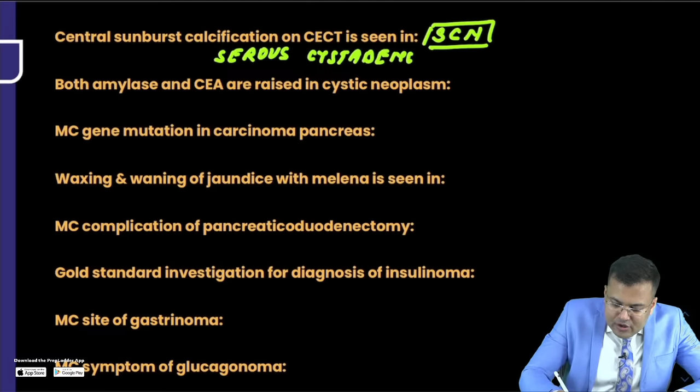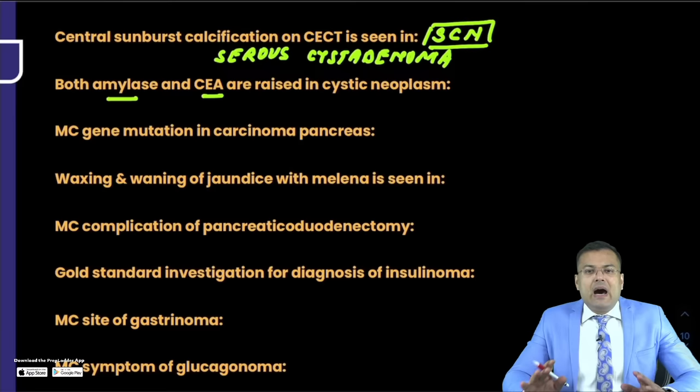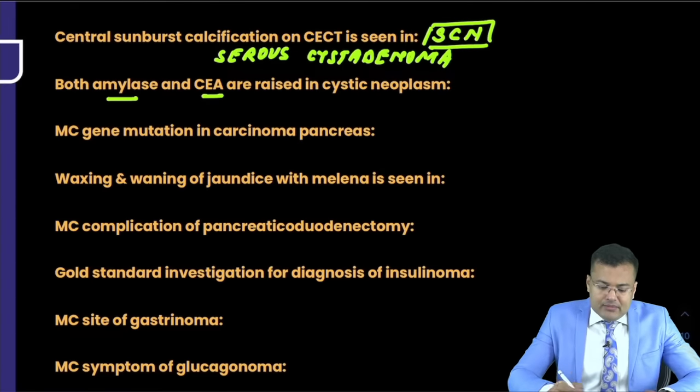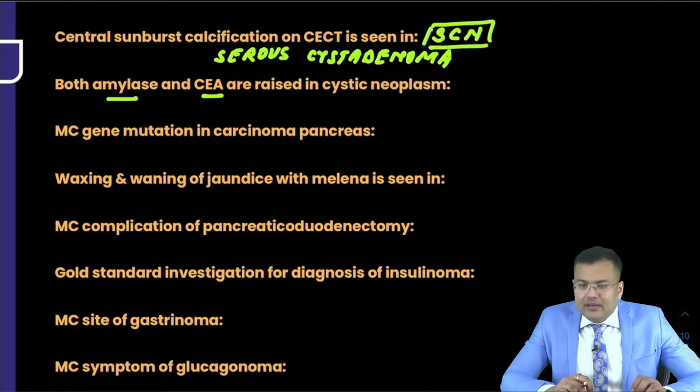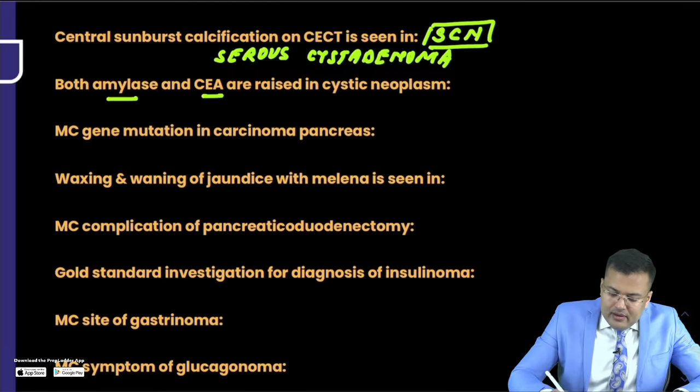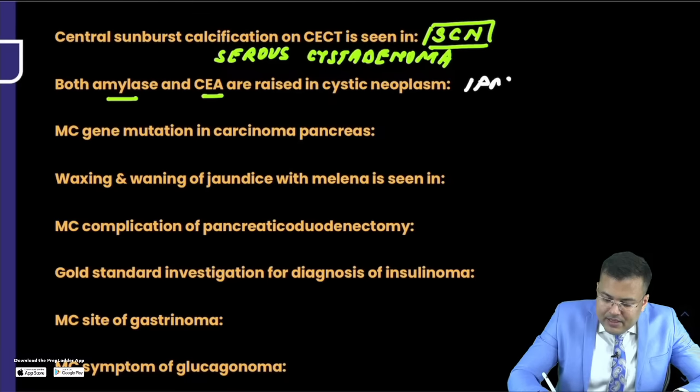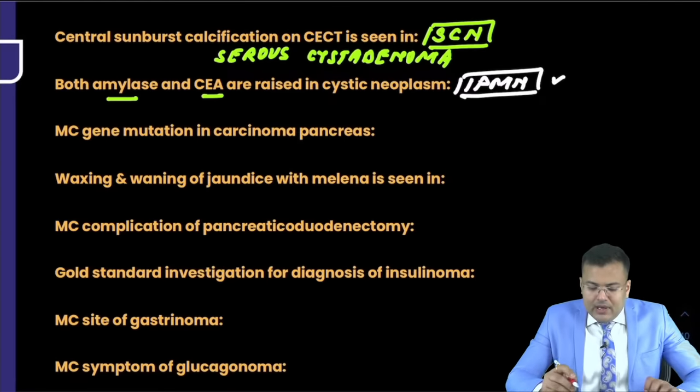Serous cystadenoma. Next question. Both amylase and CEA are raised in which type of cystic neoplasm? Yes, Mushahid Khan, Ankit Gujjar, very good. Jiten Yadav, yes, it is IPMN, intraductal papillary mucinous neoplasm, in which both amylase and CEA are raised.